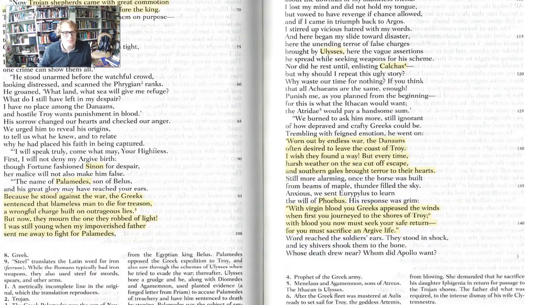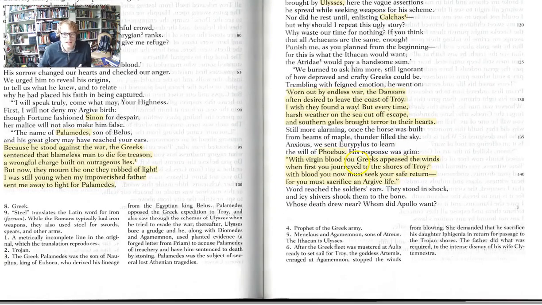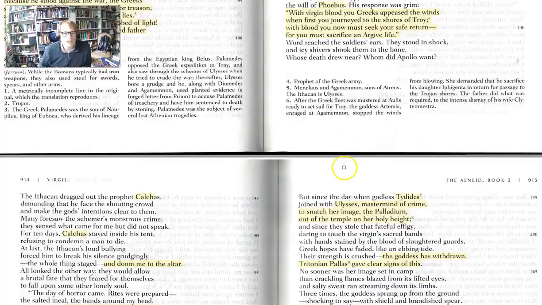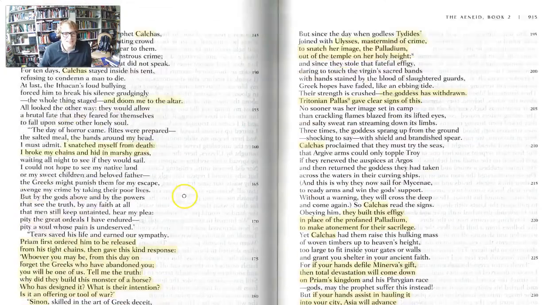But then, here's the tricky part. A guy named Sinon comes out, and he's a Greek guy, and he claims that the Greeks abandoned him, turned on him, don't respect him, and he doesn't care what happens to the Greeks. Because of that, he's going to tell the truth about this Trojan horse. Well, it's all a big fraud. Sinon is lying, right?